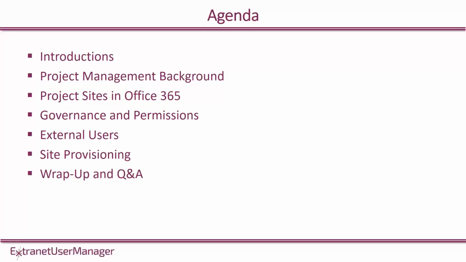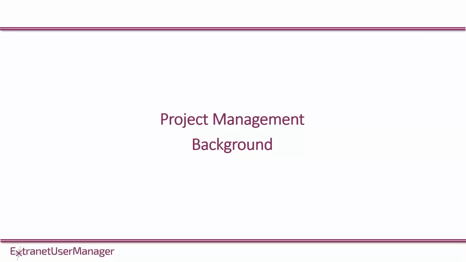So a quick agenda of what we're going to be talking about here today. Actually, I didn't update the agenda properly here. We were missing a few bits on Associated Engineering, but basically we're going to start with some background on project management in general, talk about project sites in Office 365, touch on governance, permissions, and external users and site provisioning, but we're going to go through the context of those in the specific case of Associated Engineering and how they work with their 900 staff and hundreds of clients across the country of Canada, running lots of different projects.